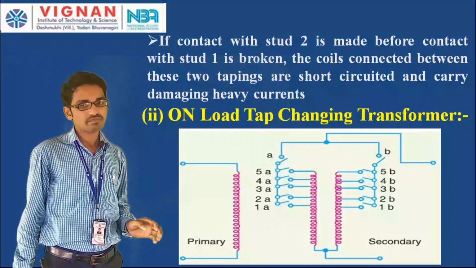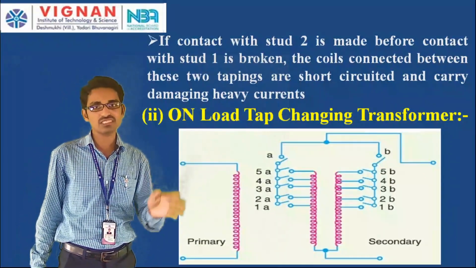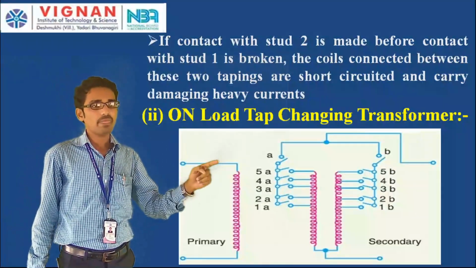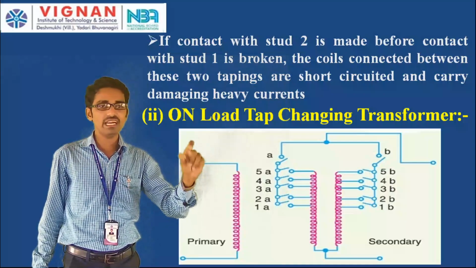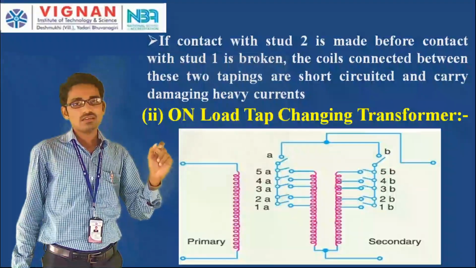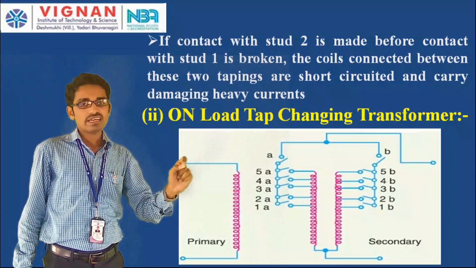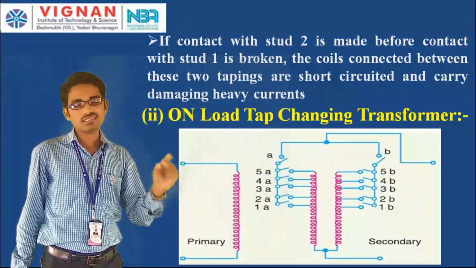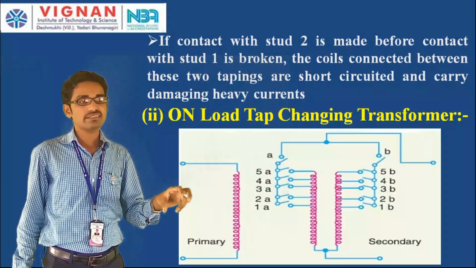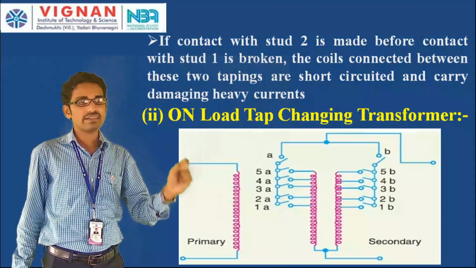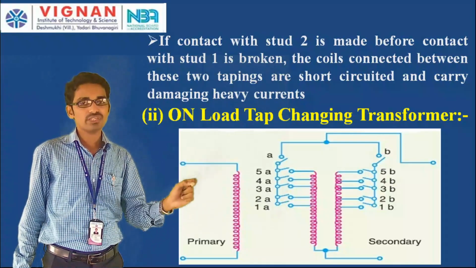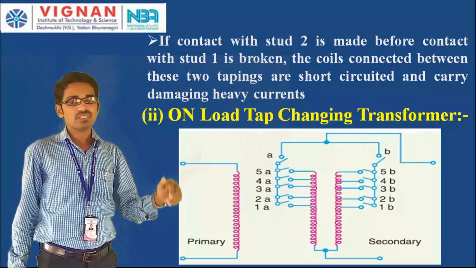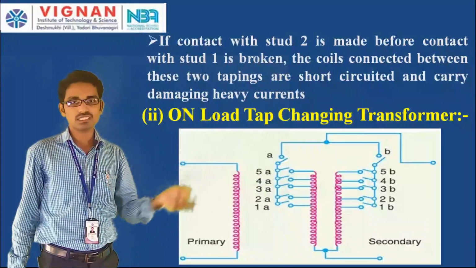Now let us consider how the tap positions are changed. Let us consider that there is a position A and a position B, that is, switches A and B. Let us consider the condition that this secondary is working on the 4A and 4B switches. I need to change the positions of 4A and 4B to 5A and 5B respectively.